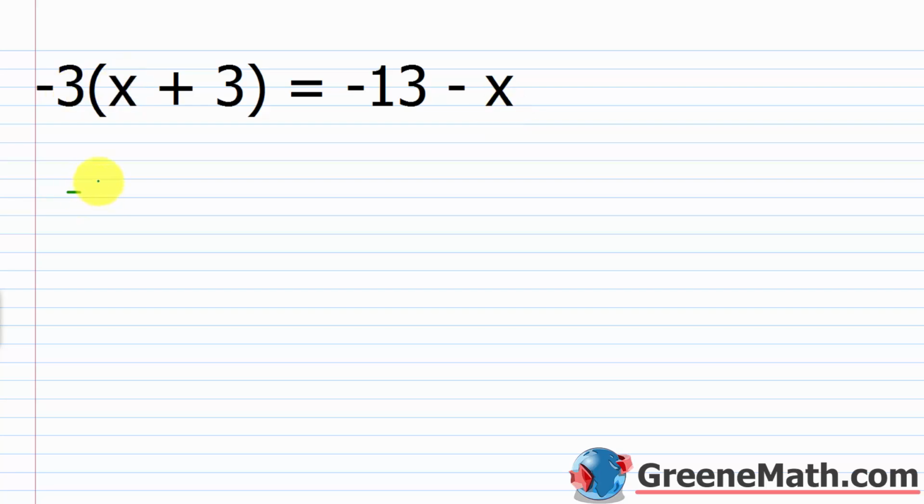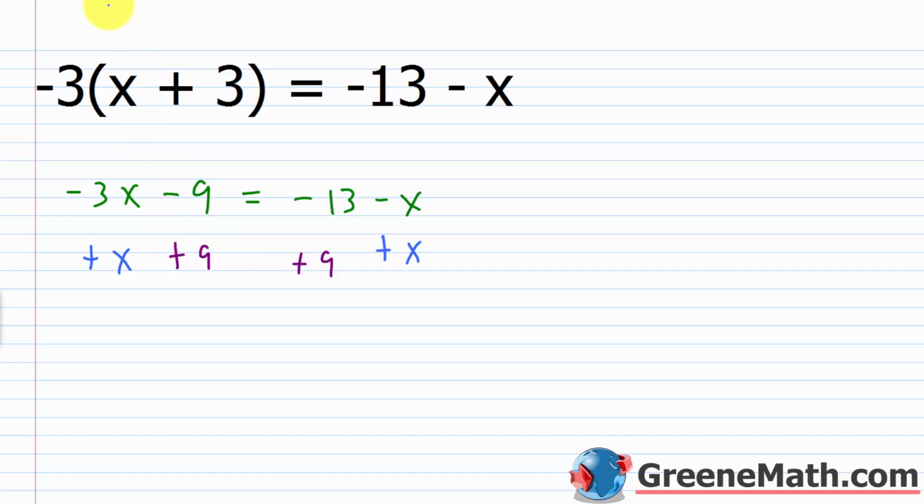Negative 3 multiplied by x would be negative 3x. The negative 3 multiplied by 3 would be minus 9. This would be equal to negative 13 minus x. Let's move all the variable terms to one side and all the numbers to the other. So I'm going to add x to each side of the equation, and I'm going to add 9 to each side of the equation.